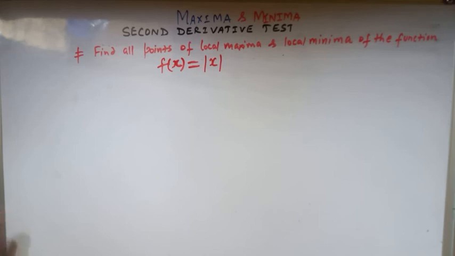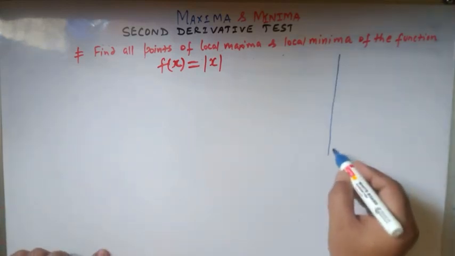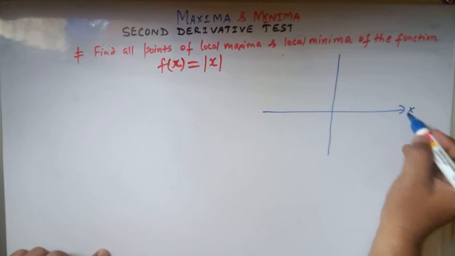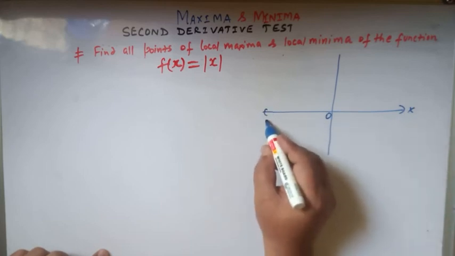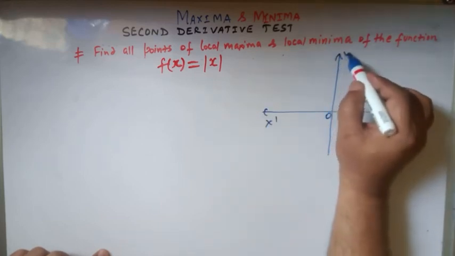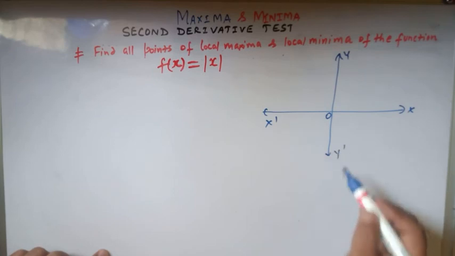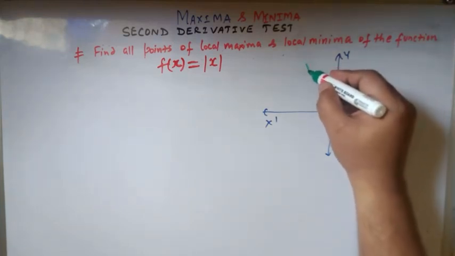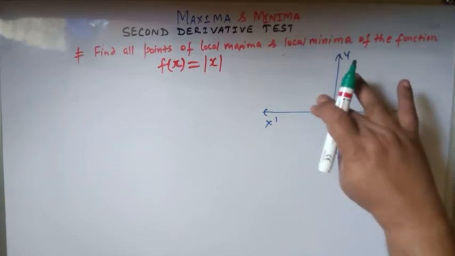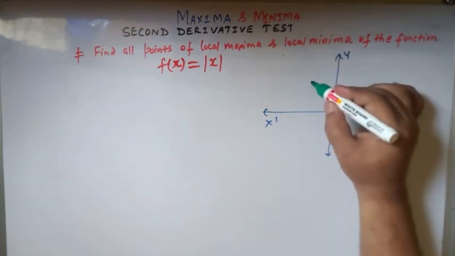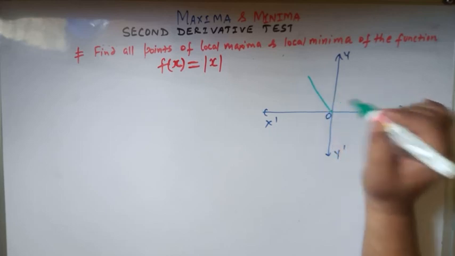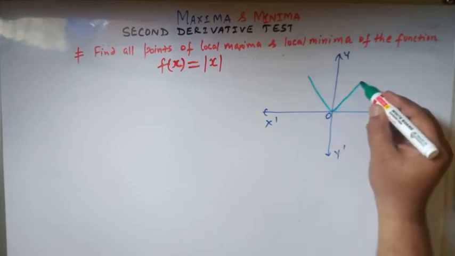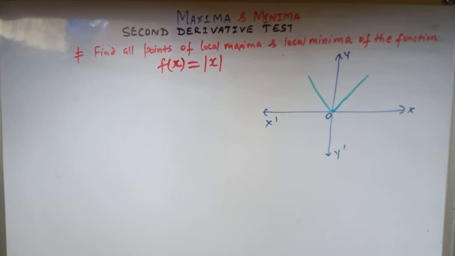So here we'll first draw the graph of this function, and from our previous knowledge of functions, we know that the graph of this function looks like this. So we have the graph of absolute value like this. Clear?